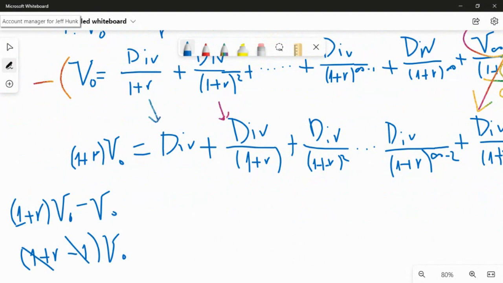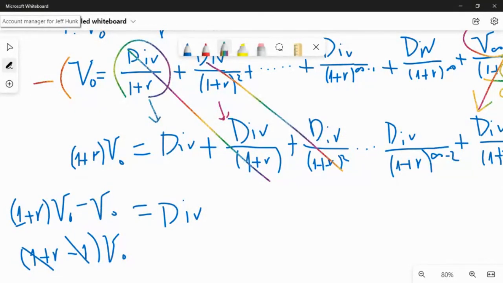And the right-hand side will be the dividend, right? Because equation 2 is all positive, equation 1 is all negative. And then this term and this term will cancel out because equation 1 is negative. Everything will cancel out with each other.